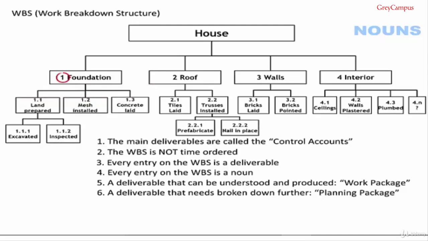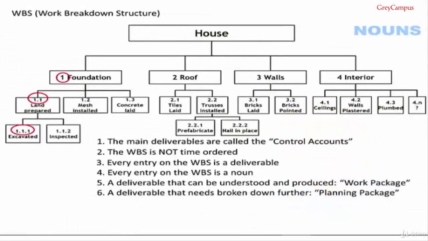What do they mean? This numbering system has two purposes. Firstly, it helps you find your way around the work breakdown structure. If someone mentions work package 4.3.2.1 on our house project, you would immediately know it is part of the interior and part of the plumbing. And it is the first work package in the second planning package. The second purpose for the numbering structure is to do with finances.